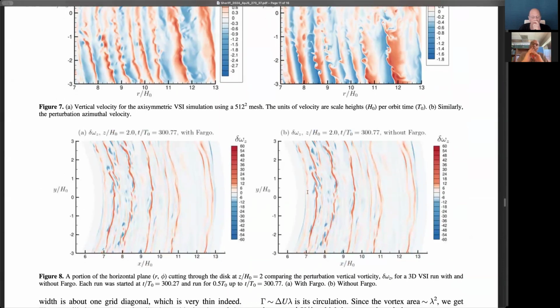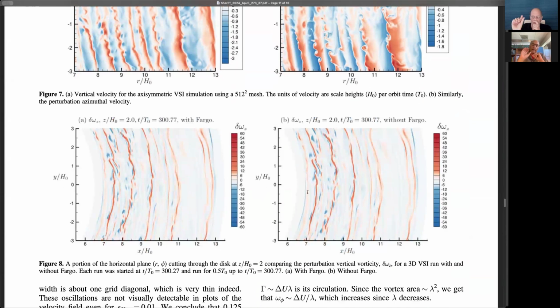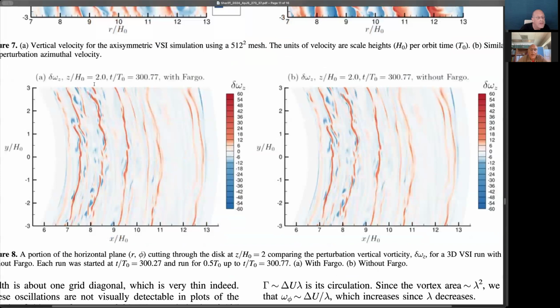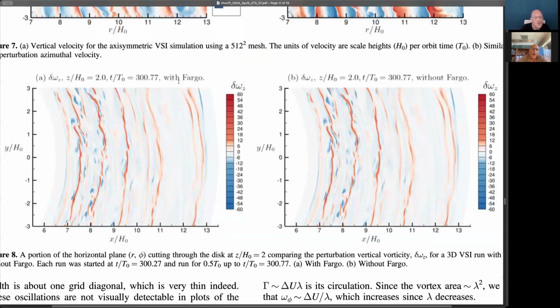without Fargo, you have to respect the CFL condition coming from the Keplerian advection, so it's a small time step. But now with Fargo, it's a bigger time step. So you're going to get bigger time stepping error. And so you want to make sure that that bigger time stepping error is reasonable, and so figure 8 on the left shows with Fargo, with a bigger time step, and on the right you have without Fargo a small time step.